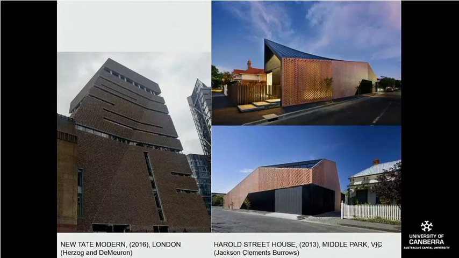An interesting example of brick which defies its traditional structural properties is on the right. The Harold Street house by Jackson Clement Burrows of 2013. Really, you can see that bricks here have been employed for their porosity as much as for their solidity. They're used on first floor levels, on cantilevered corners and what have you. And of course, all the structure for this is no longer brick, right? The structure is actually carried by other things.